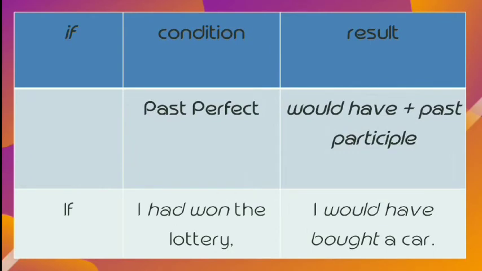The pattern will be if plus the past perfect, I had won the lottery, comma, plus the result would have plus past participle, I would have bought a car. So it will be, if I had won the lottery, I would have bought a car.